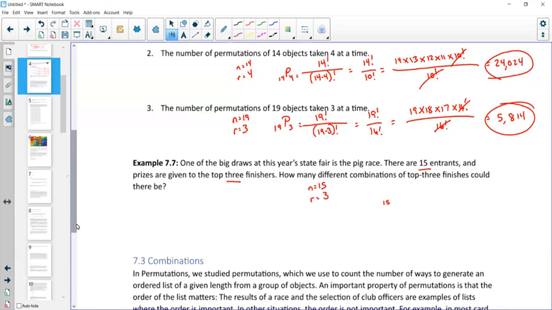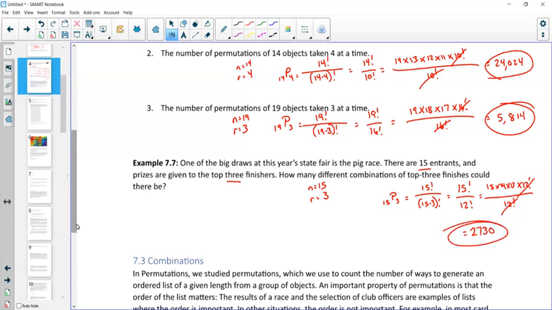So we're looking at 15 pigs, taking 3 at a time. 15 factorial over 15 minus 3 factorial, which is 15 factorial over 12 factorial. 15 times 14 times 13 times 12 factorial over 12 factorial. So the 12 factorials cancel out. And I end up at 15 times 14 times 13, or 2,730. And that's how it works.